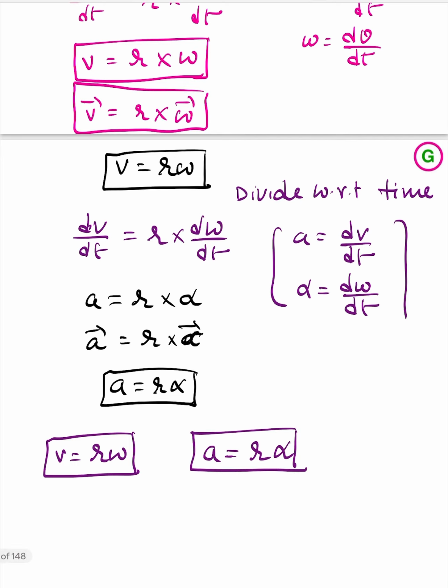They will give the radius and angular velocity to find the linear velocity. They will give the radius and angular acceleration, and you can find the linear acceleration in circular motion.